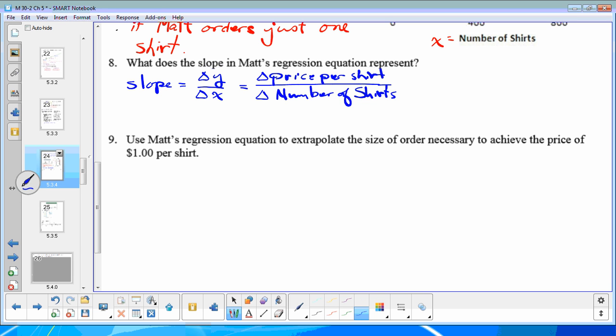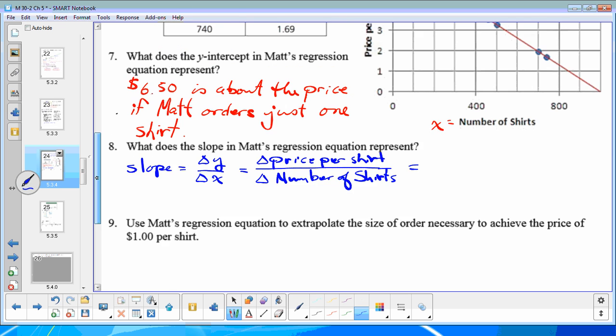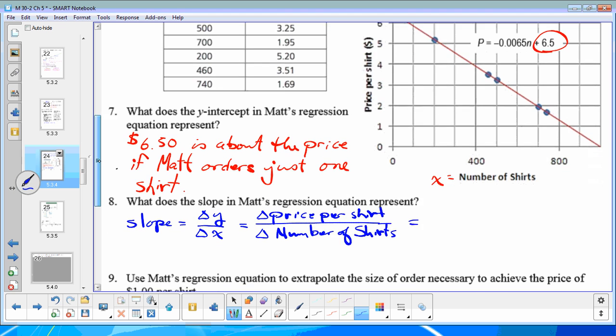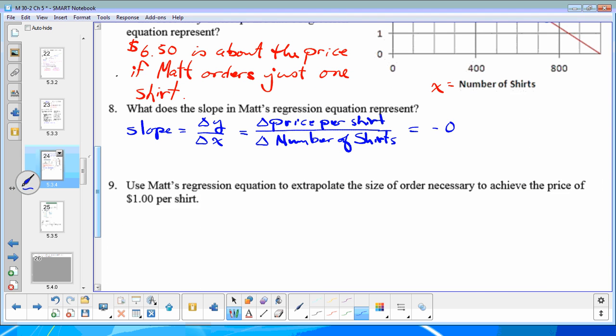Bree, you have thoughts? So far, that's good. I like it. The change in price. The price lowering for the more shirts you buy. Yeah, because this is given as a decimal number, it's -0.0065. What does the negative sign tell us?